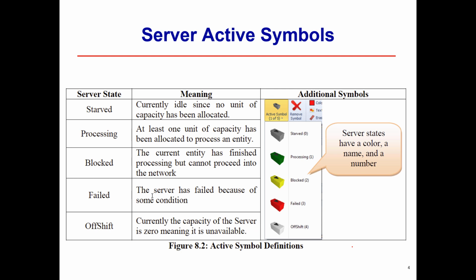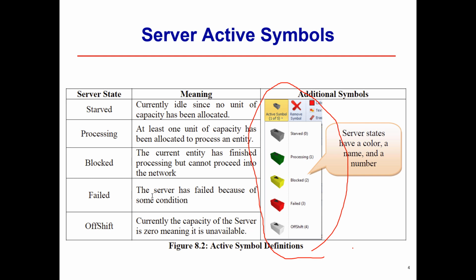The next transparency shows the so-called server activity symbol. There are basically 5 different states or statuses for the server. The first one is the start, when the server is idle. The second one is processing. You can see on the right these are the colors for the server in the different states. When the server is processing, it means the server is busy processing an entity. The third is so-called blocked, when the current entity has finished processing but cannot move into the network, which means it's stuck and cannot get into the output buffer.